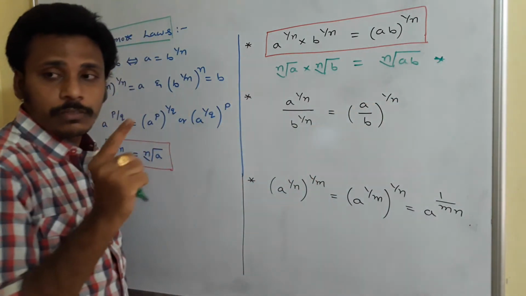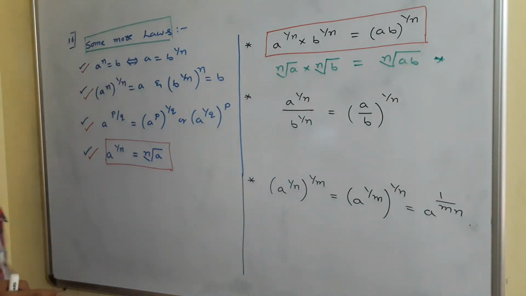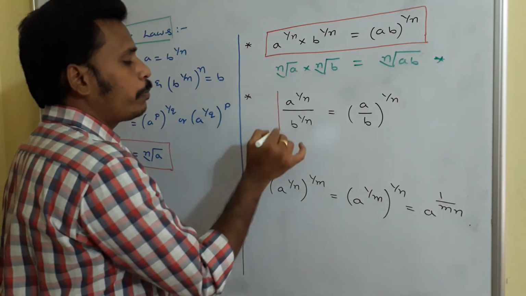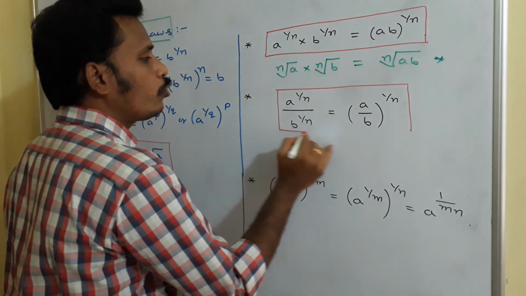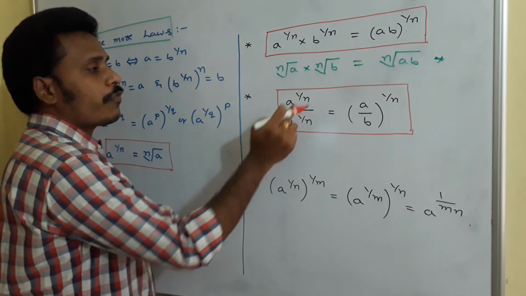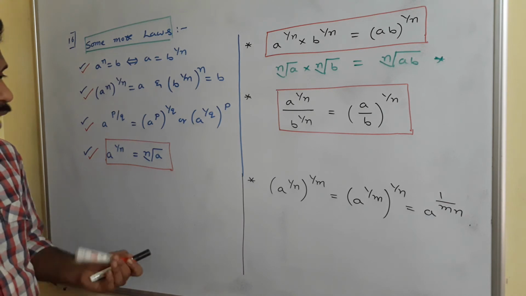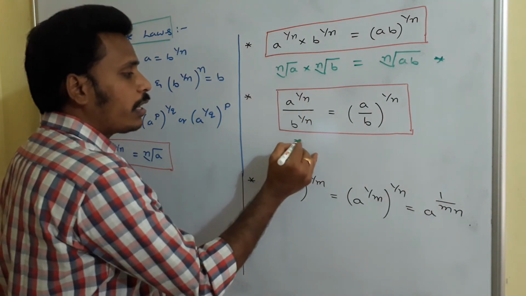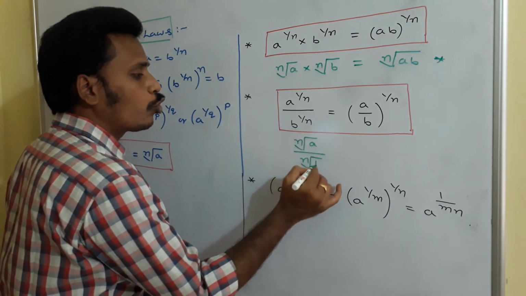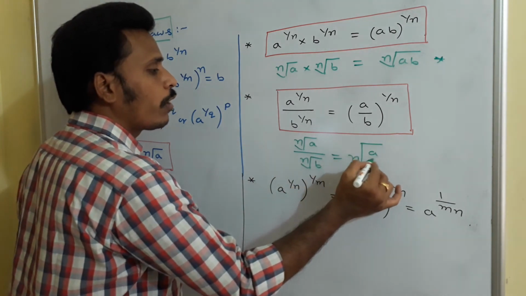Always memorize it, observe it. We have to write this n in the root only, not outside. In the same way, the second thing is a^(1/n) divided by b^(1/n) equals (a/b)^(1/n). Again the same logic. Observe that numerator and denominator have different bases and the same power, so you just pick and write that power out. Rewriting using nth roots, the nth root of a divided by the nth root of b is simply the nth root of a/b.